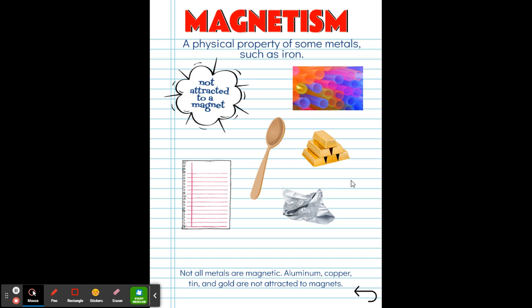Magnetism, a physical property of some metals such as iron. All right, here you have some things that are not attracted to a magnet. So paper, your spoon, this is made of wood, plastic. So these are not. Not all metals are magnetic. Aluminum, like the aluminum foil here, copper, tin, and gold, like here, are not attracted to magnets. So just because it's metal doesn't mean that it's going to be magnetic.